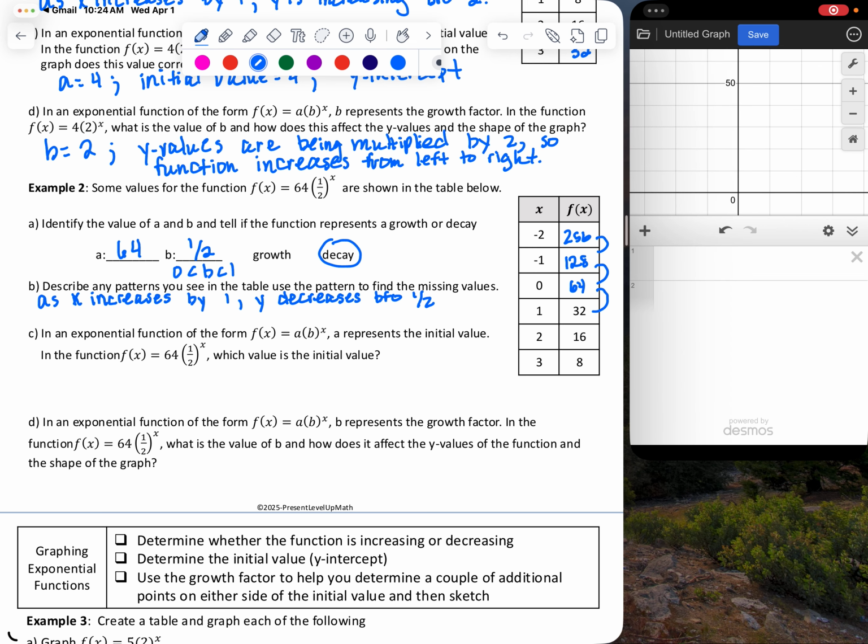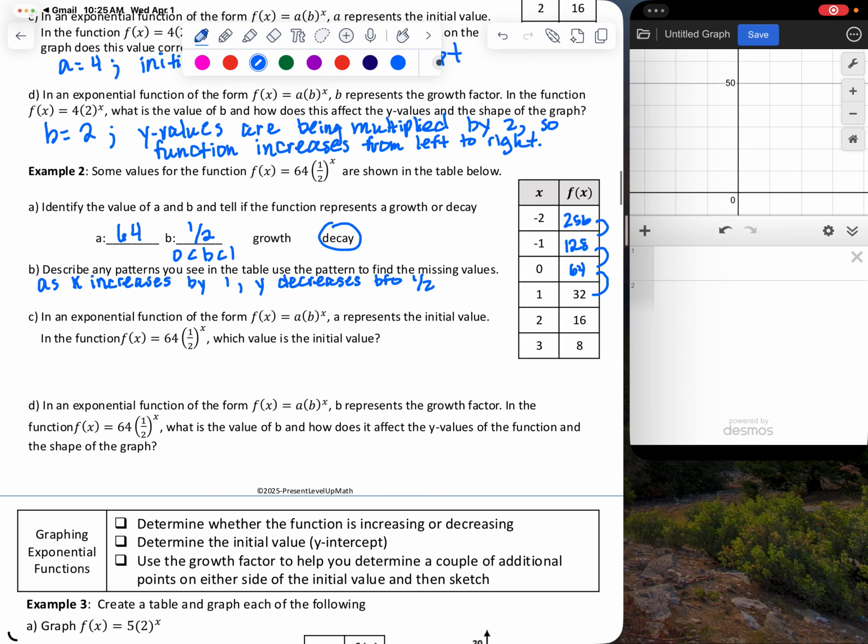So in the exponential function of the form f of x equals a times b to the x, a represents the initial value. In the function f of x equals 64 times 1/2 to the x, what is the initial value? So our initial value in this problem is 64. And you can see from the table, 64 is indeed our y-intercept.